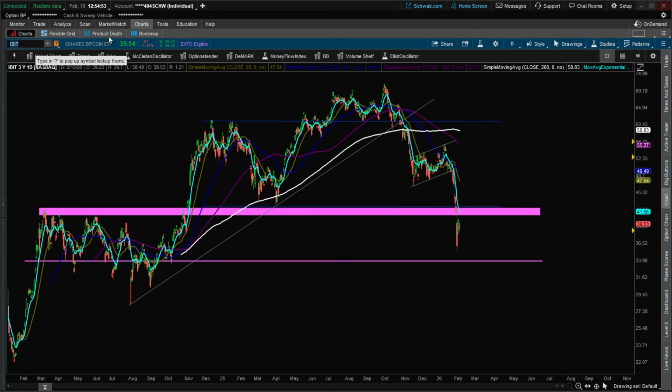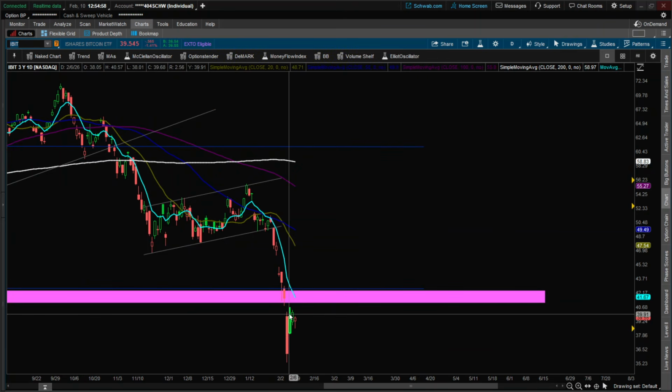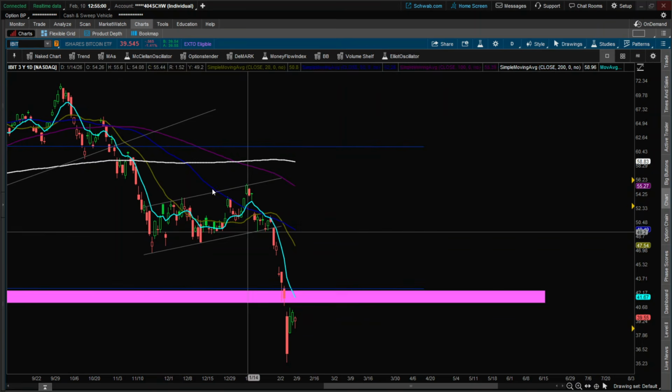IBIT. So Bitcoin, still with that bounce type price action, I think it goes lower. We could close this gap and get into resistance first, but no real trade on this right now.